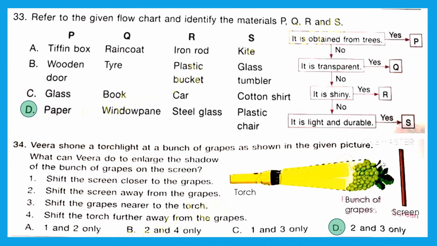Shift the screen away from the grapes, it will enlarge. And shift the grapes nearer to the torch. Because ultimately we are shifting away from the screen. If we are shifting grapes towards torch, we are shifting grapes away from screen, right? So these are indirectly same statements. So 2 and 3 are the correct ones in case Veera wants to enlarge the shadow of the bunch of grapes on the screen.